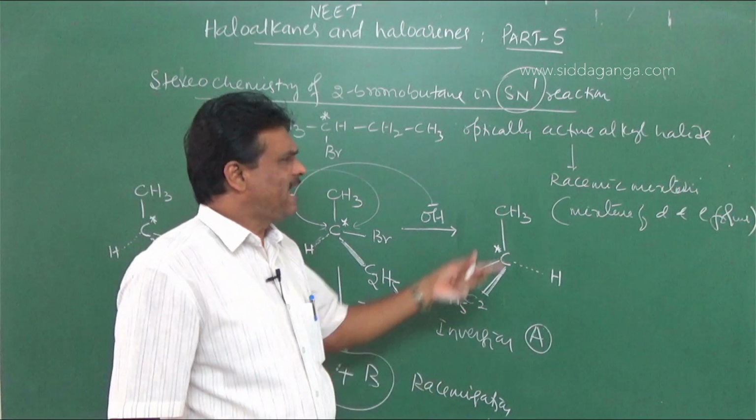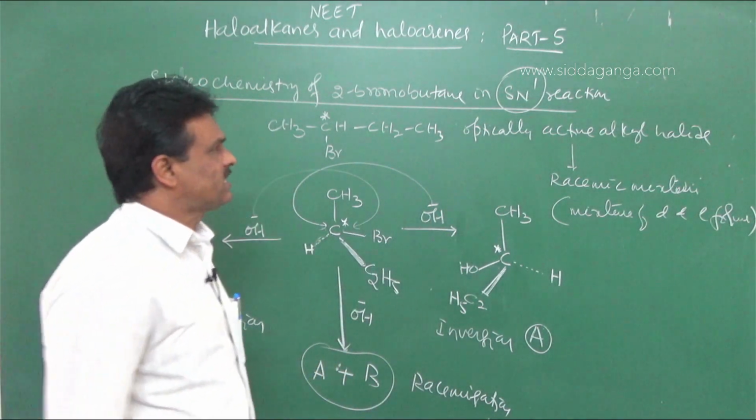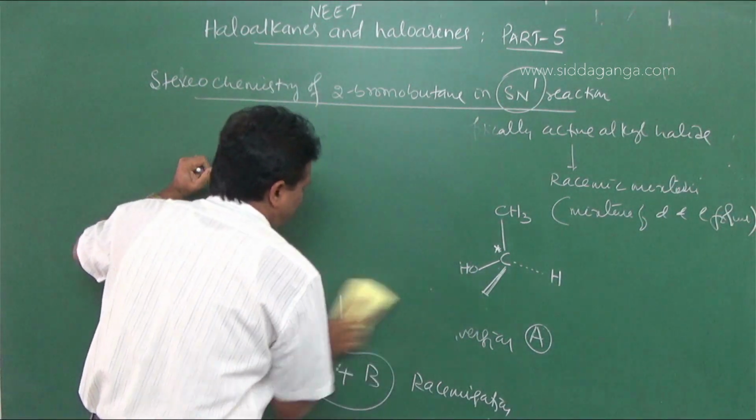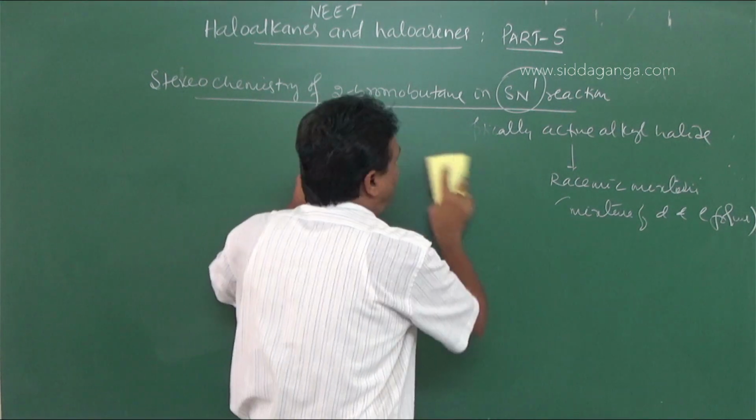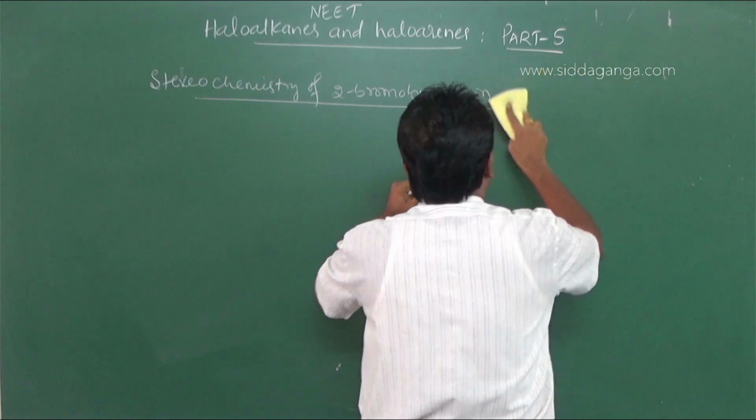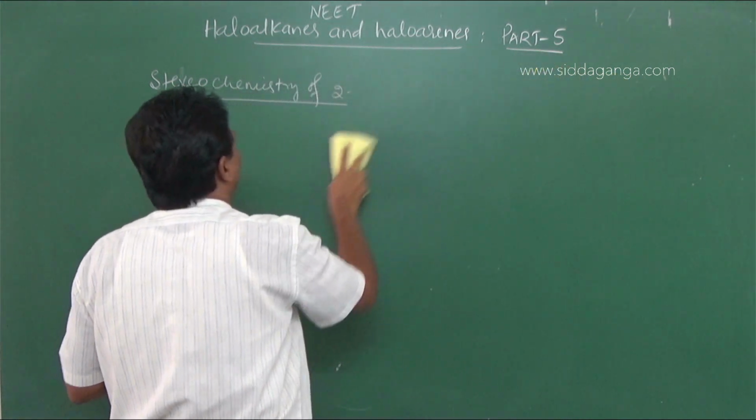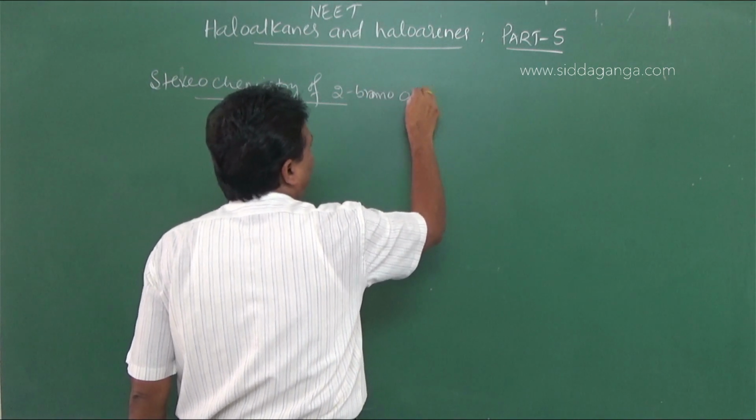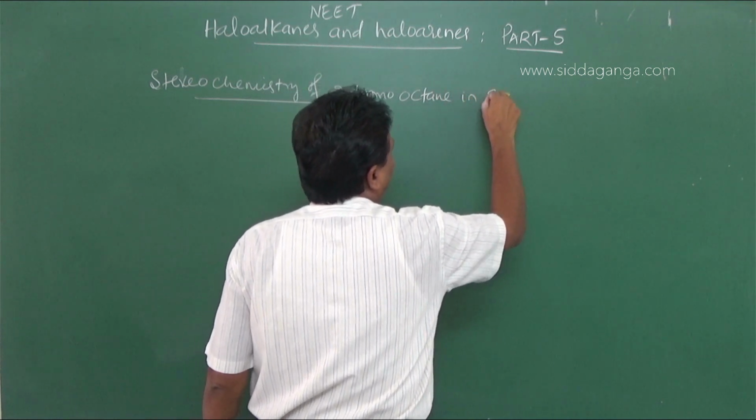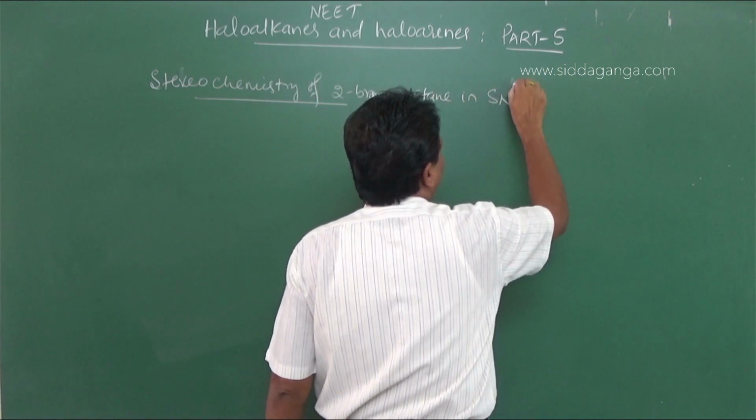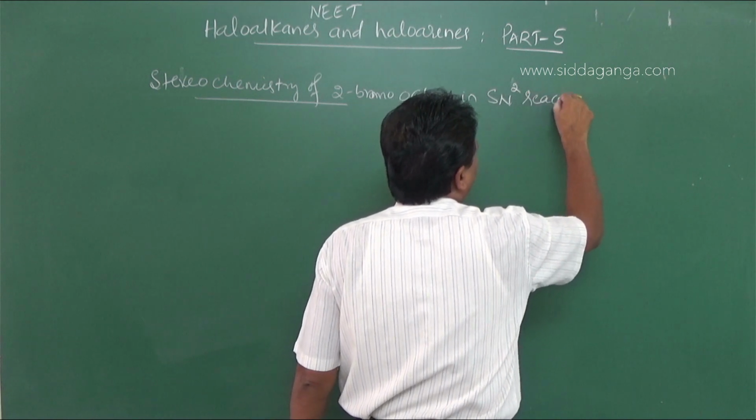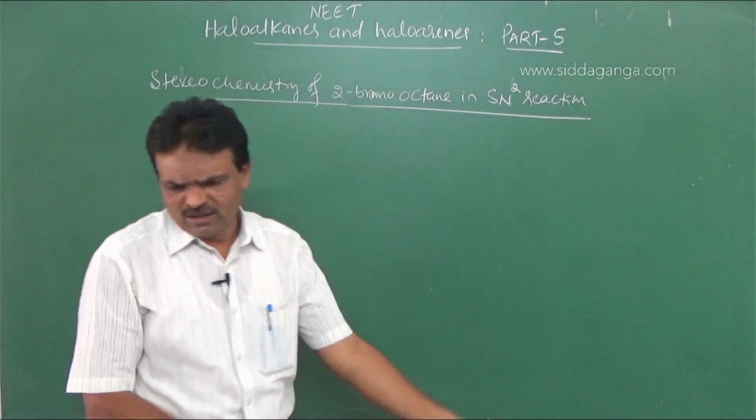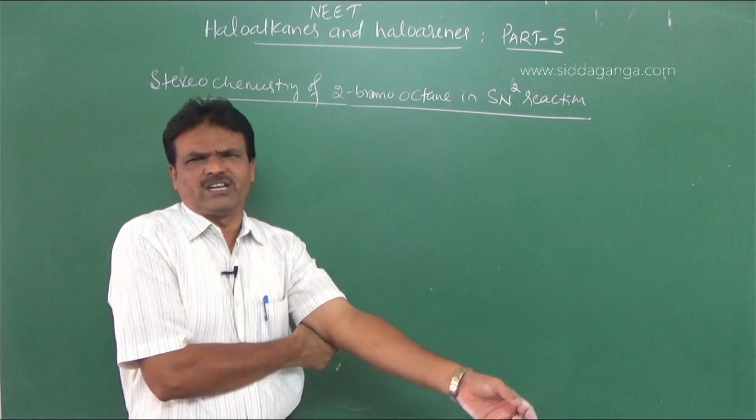Suppose it is an optically active alkyl halide in SN2 reactions, look. So stereochemistry of 2-bromooctane in SN1 reaction. 2-bromooctane in SN2 reaction. In SN2 reaction, it leads to only inversion configuration. It leads only to inversion configuration.